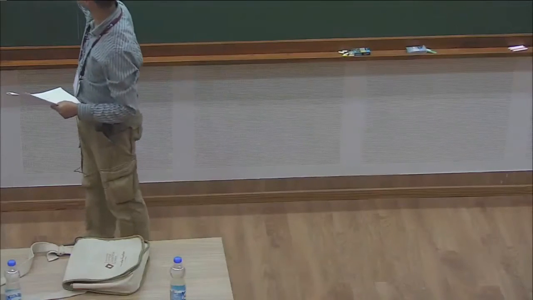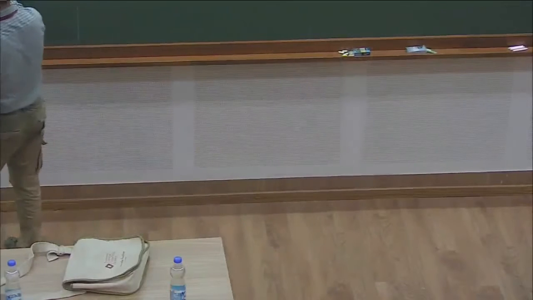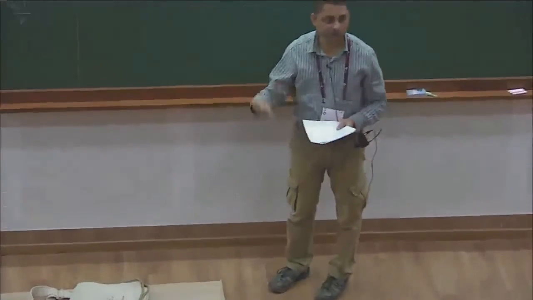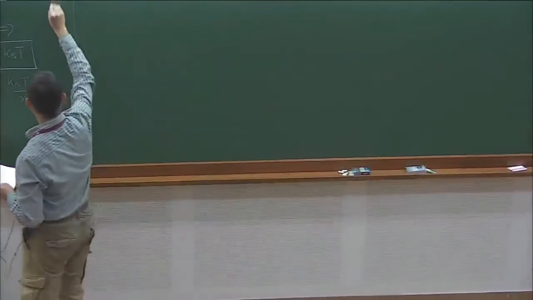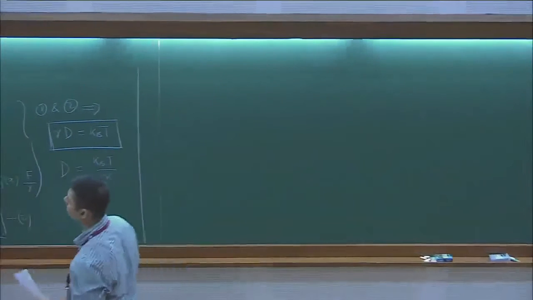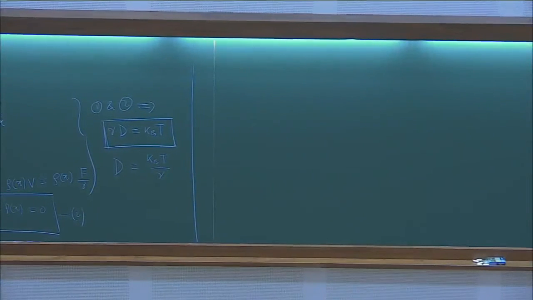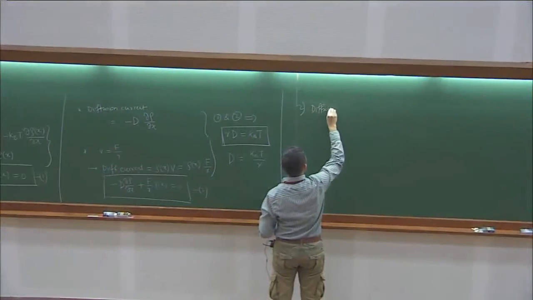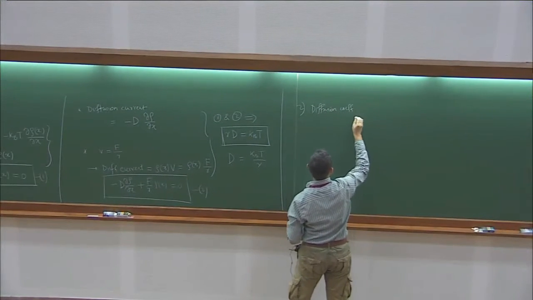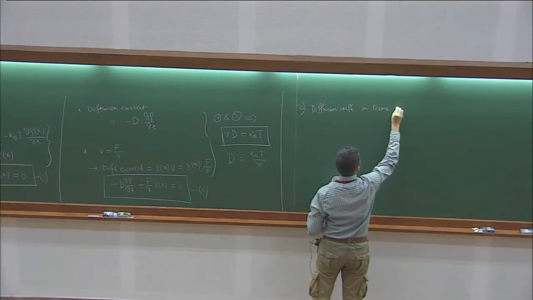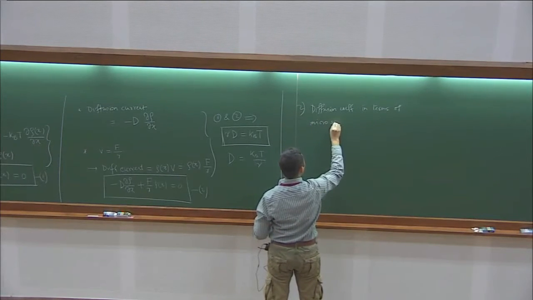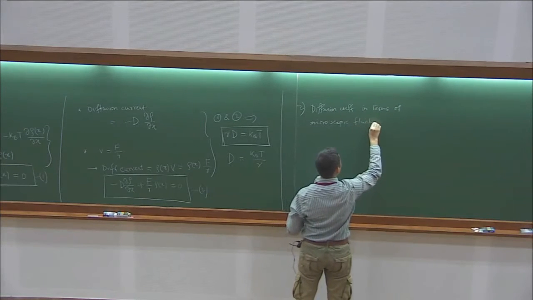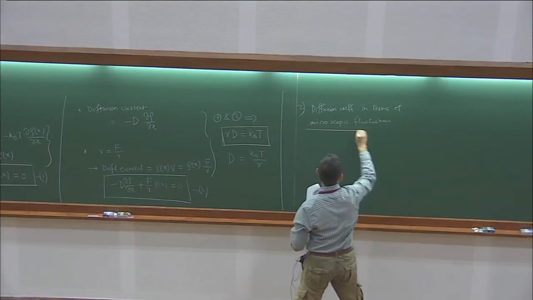So now we have this diffusion coefficient in terms of these properties of the medium. Now I am going to relate this diffusion coefficient to some microscopic properties of the system. Okay, so this is 1. Diffusion coefficient and microscopic fluxes. Okay.